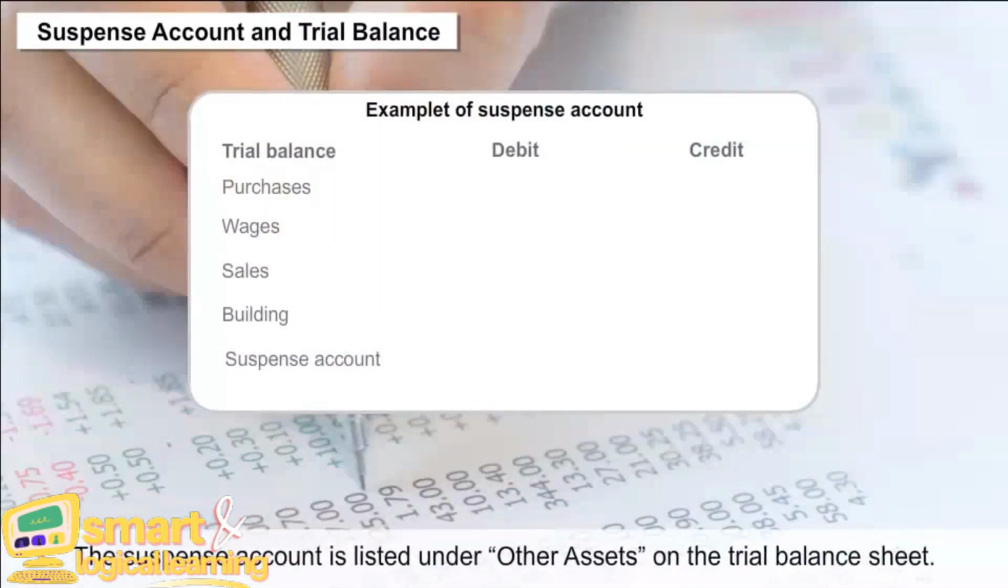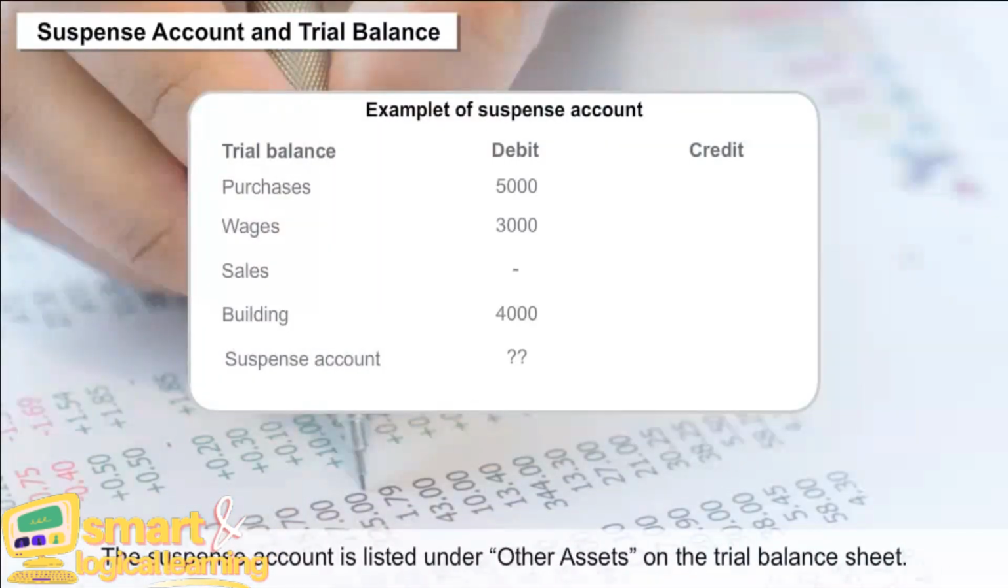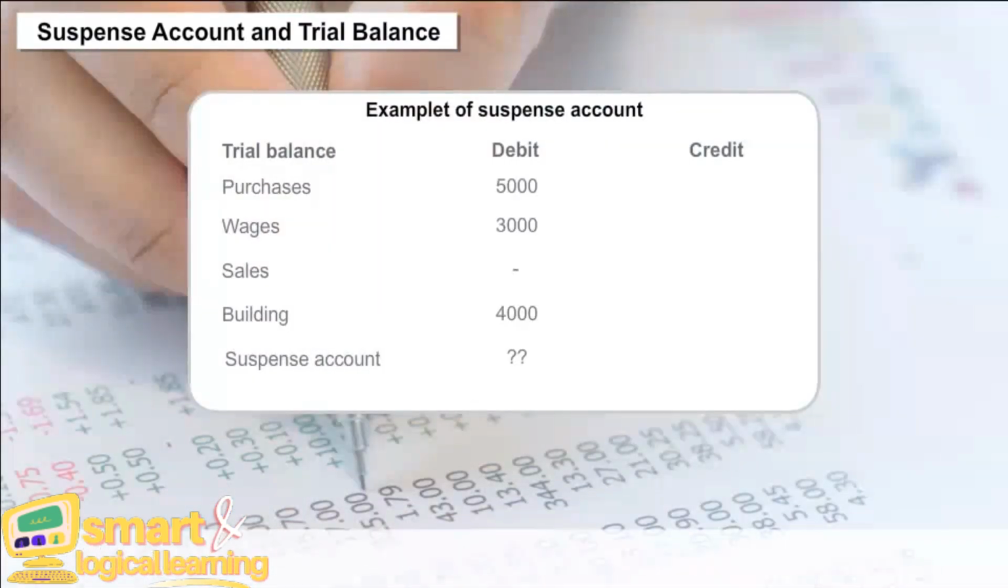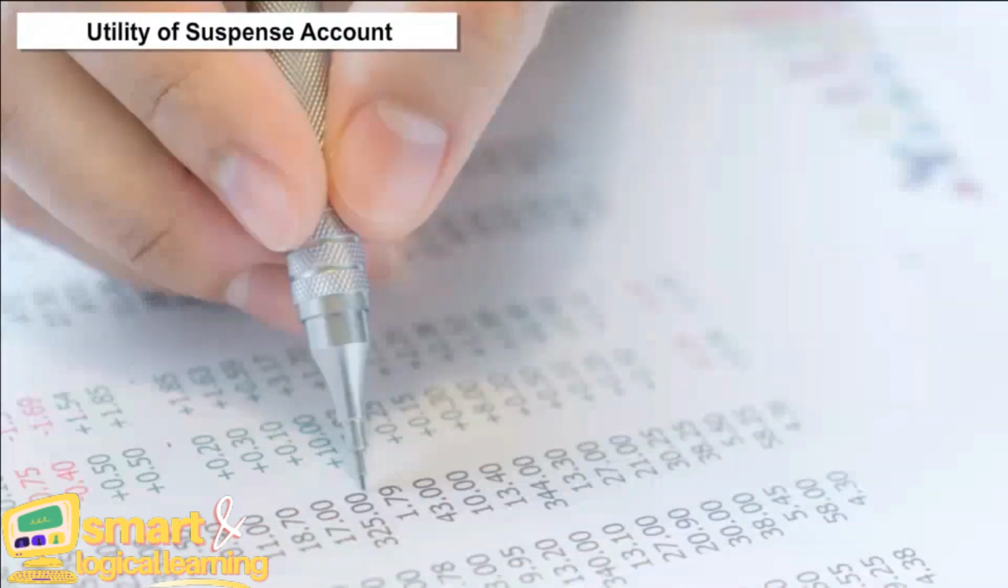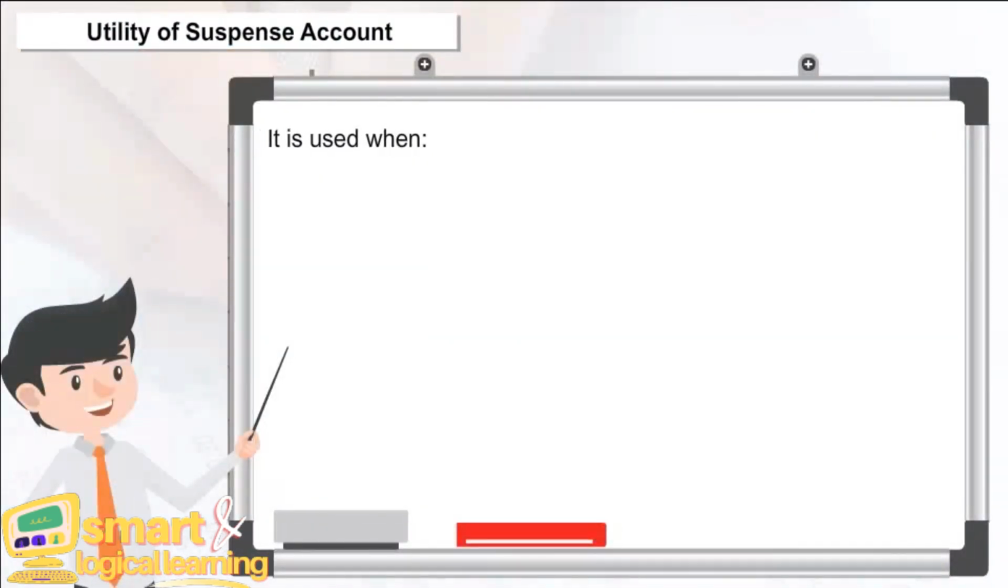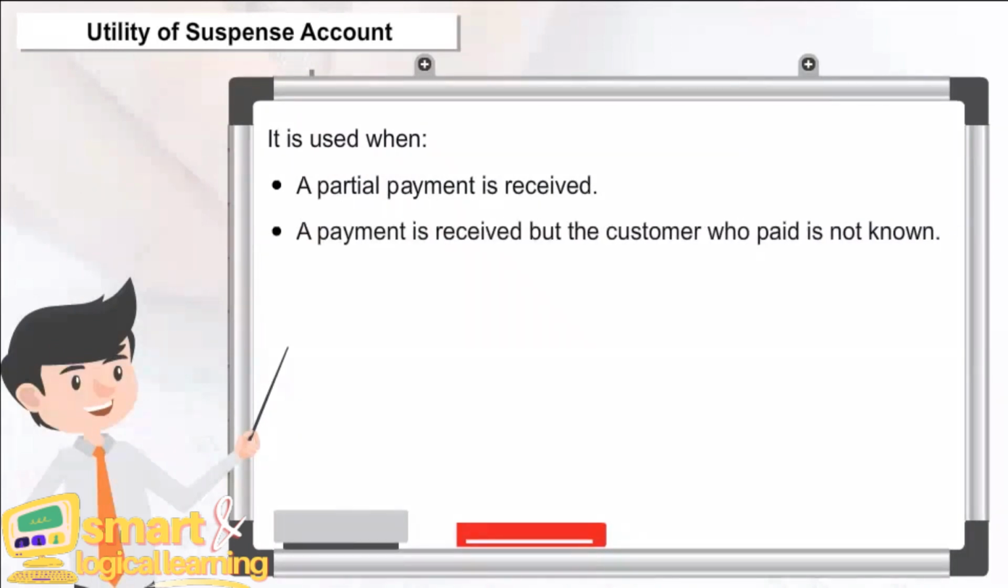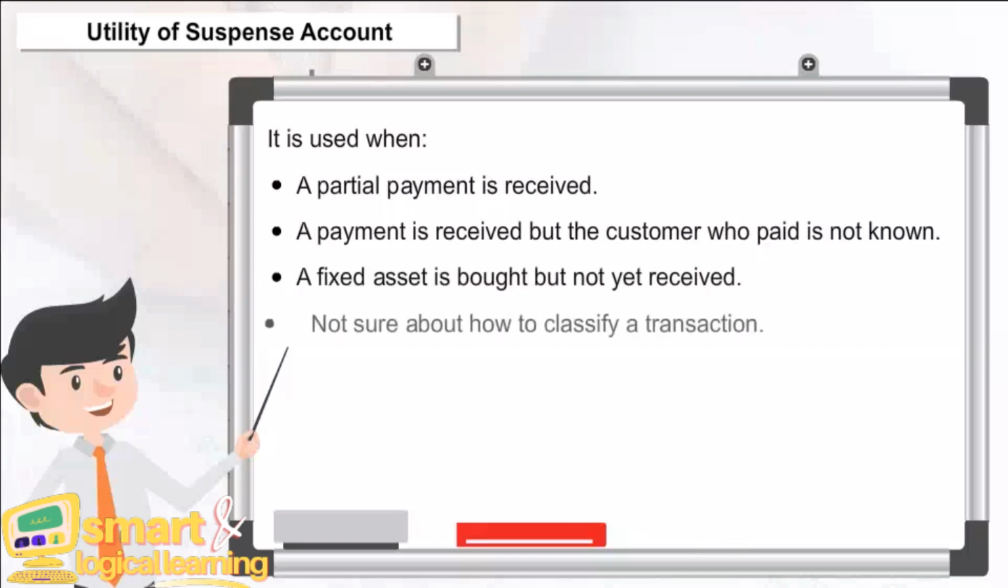The suspense account is listed under other assets on the trial balance sheet. This account is closed after corrections are made. Thus, it no longer remains a part of the trial balance. Utility of suspense account. It is used when a partial payment is received, a payment is received but the customer who paid is not known, a fixed asset is bought but not yet received, or when not sure about how to classify a transaction.